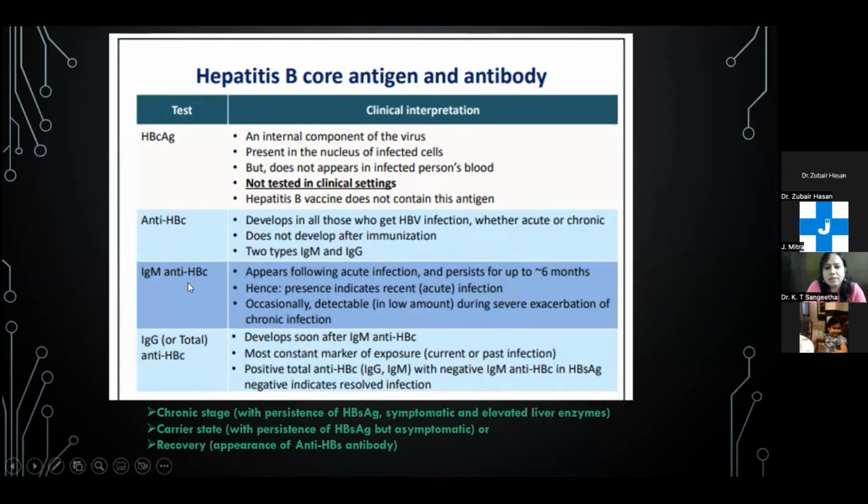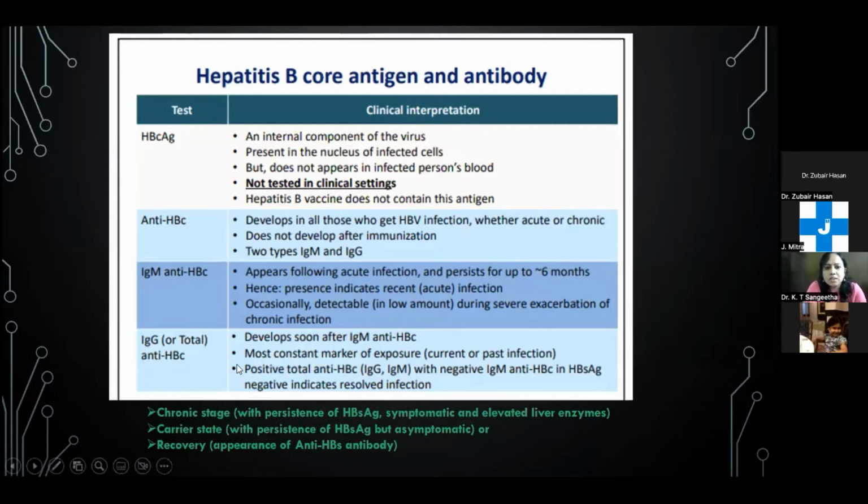And there are two types, IgM and IgG. Coming to IgM anti-HBc, it appears following acute infection and persists for up to nearly 6 months. Hence, its presence indicates a recent or acute infection. Sometimes it is detectable in low amounts even during severe exacerbation of chronic infection. But usually it is a marker of recent infection, and it appears nearly 1 to 2 weeks after the appearance of the HBs antigen, and it can persist for up to 6 months.